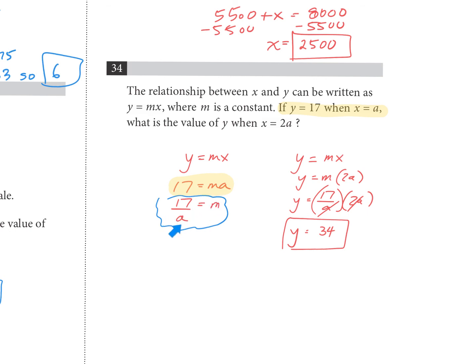I solved for m by dividing by a, and you get 17 over a. Now I write it again, but now I know m is 17 over a, so I'm going to put that in, and it says x is 2a. So that's going to be the information I plug in to this part. And then I also plug in that m is 17 over a. Now you can cancel out the a. 17 times 2 is 34. That's a tricky question, but hopefully looking at it, you're like, oh, it's not so bad.